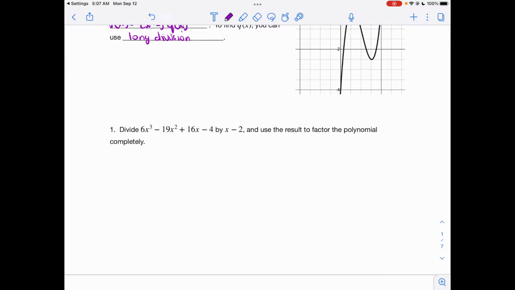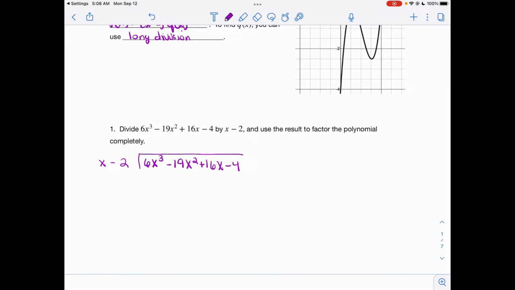So long division is simply you take your polynomial and make sure, the key is here, you've got to make sure the x's decrease by 1 degree each time. So I have an x cubed, an x squared, an x to the first, and then no x. So it's decreased by 1 each time. And then you divide your factor x minus 2 into this.